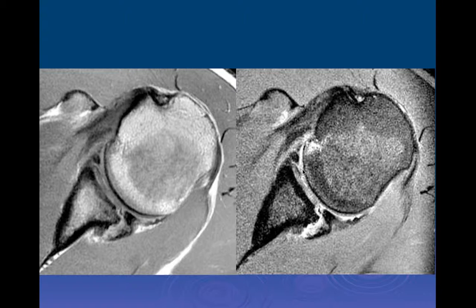Okay, Michael, what do you think of this case? Okay, so two axial views of the shoulder. I see the posterior labrum is torn, and I think there's actually a piece of periosteum still attached to it. And looking at the lesser tuberosity, I think there's some edema there, so maybe a reverse Hill-Sachs and a reverse Bankart.